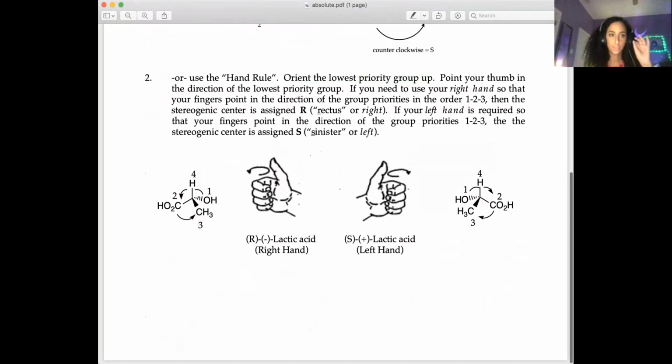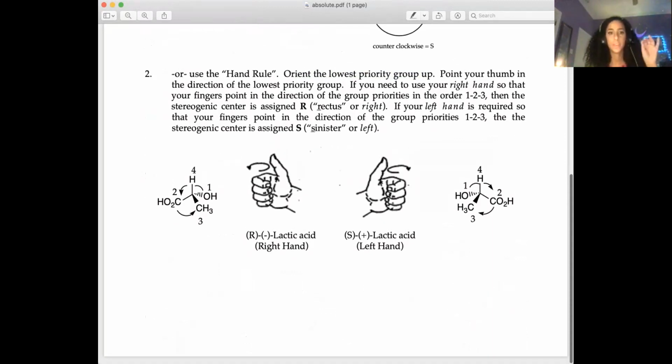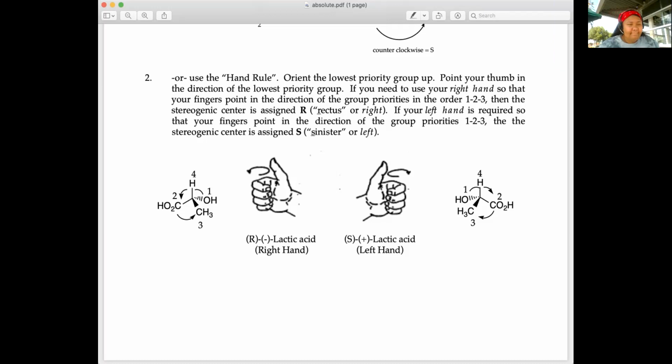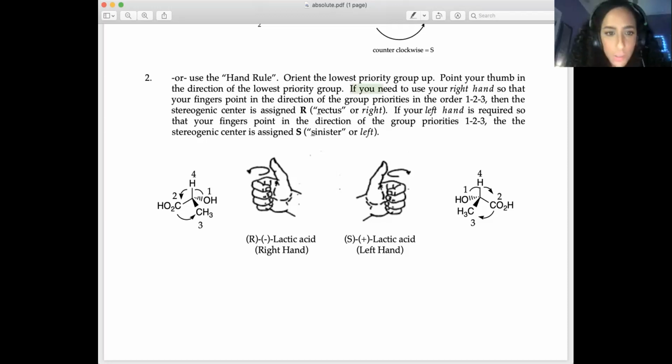Point your thumb in the direction of the lowest priority group. Okay, so it means point it up. If you need to use your right hand so that your fingers point in the direction of the group priorities in the order 1, 2, 3, then it's R, because R is your right hand. Okay, so this is what I'm trying to understand. If you need to use it to point in the direction of the group priorities, that's what I'm not understanding.